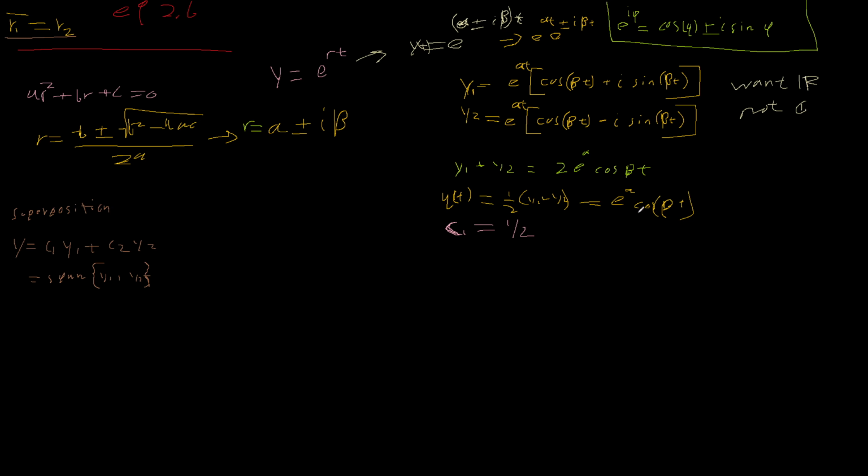Now, if we do the opposite, we have y1 minus y2. You get the opposite. We get 2i e to the alpha t sine beta t. We do the same thing, and then what we're going to find is c2 is equal to 1 over 2i. So I'm going to call this eta of t, which is equal to 1 over 2i times y1 minus y2.